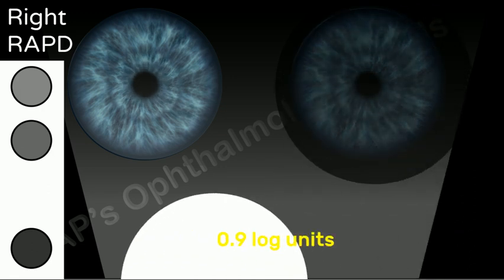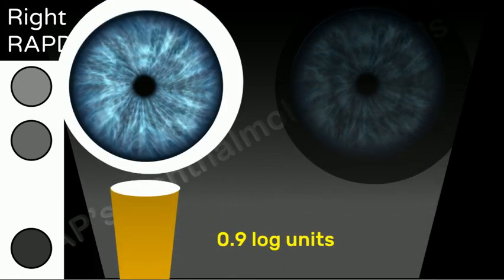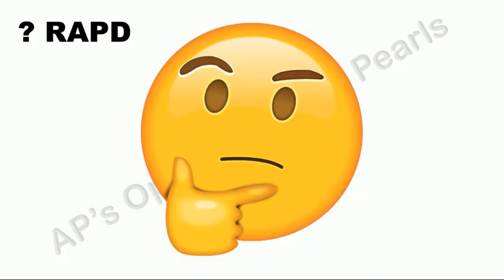It is better to go one step further and place a higher strength, inducing an RAPD in the normal eye to confirm. If the filter is greater than 1.2 log units, it may be very difficult to see the pupil through the filter and you may have to look around it.